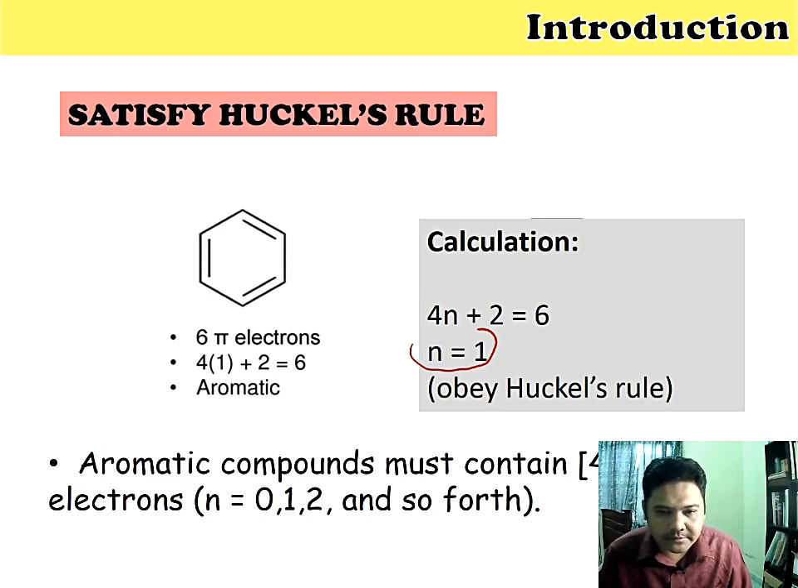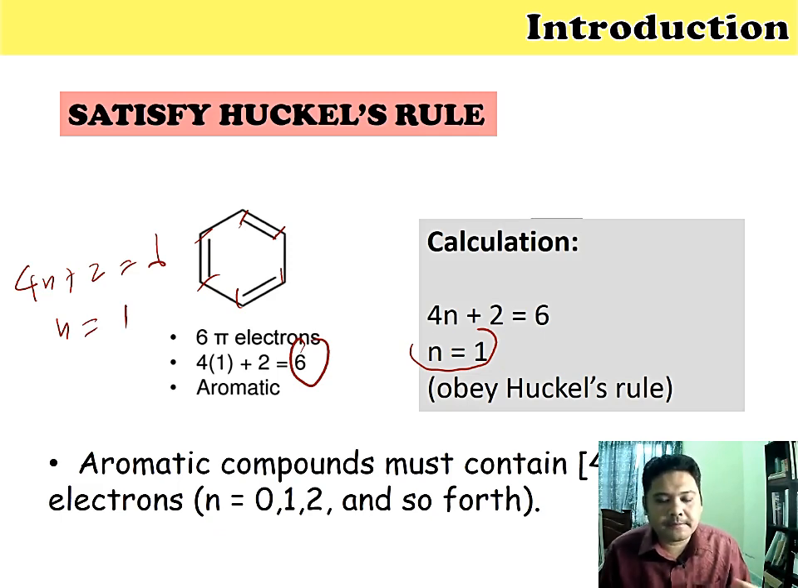For example, in this structure we have 6 pi electrons; we count them: 1, 2, 3, 4, 5, 6. So the formula 4n plus 2 is equal to 6, so n will equal 1. So this structure obeys Hückel's rule. If the number of n we get is 0.5 or not an exact whole number, then the structure does not satisfy Hückel's rule.